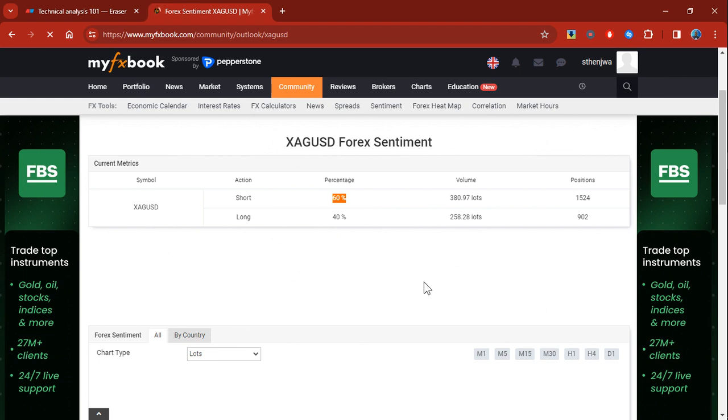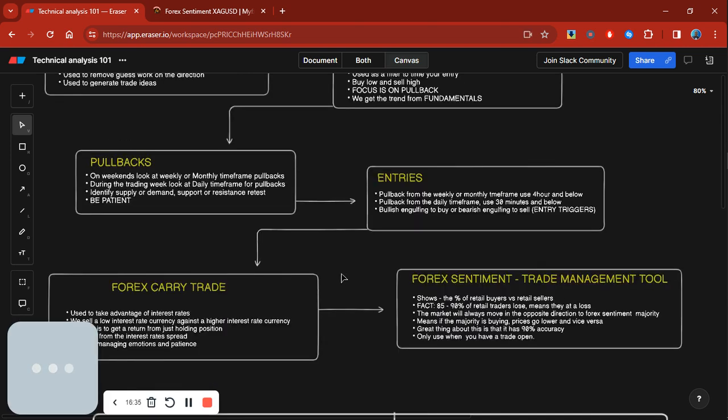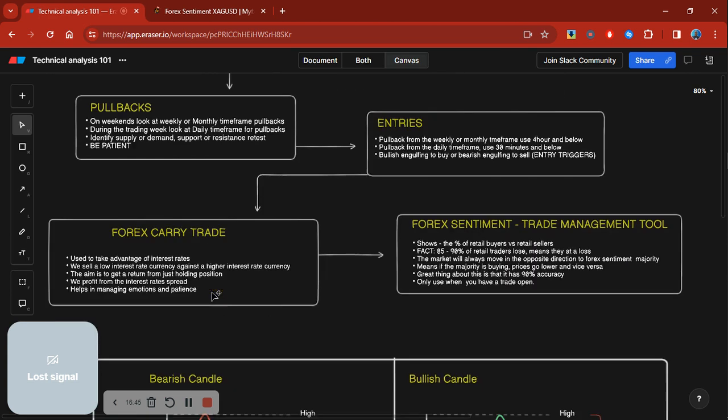So this is essentially how I actually use both these features, the forex sentiment tool as well as the forex carry trade, to help me manage my positions and manage my emotions. Because if I'm getting paid a positive interest based on the forex carry trade, then I'm comfortable to hold my position. If I'm also checking the forex sentiment and I'm seeing that the majority is in the opposite direction to me, then I'm confident for the trade to move in my direction.